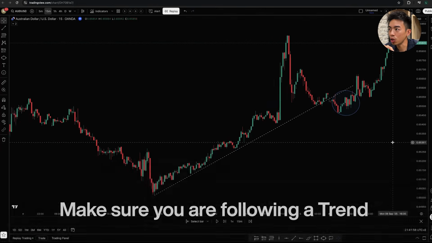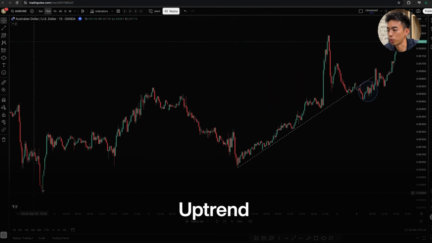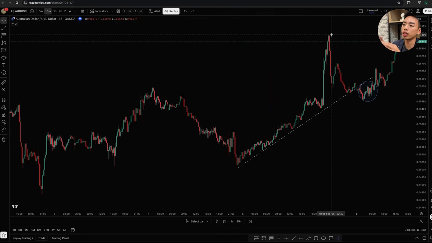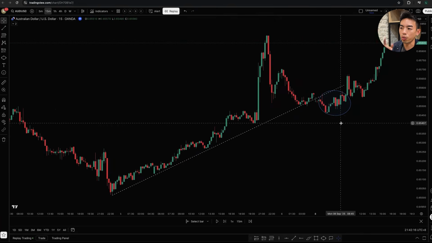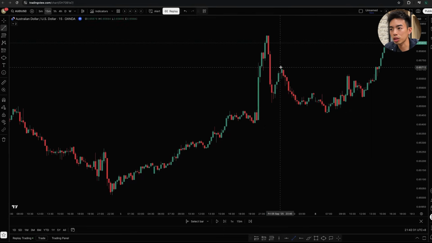Because if we really look at what's going on in Aussie US dollar here, we are in an uptrend. It's very clear that, from the lowest point, which we are looking at right here, to the highest point right there, just looking at this in a bird's eye view, we know overall price is going up. In this case, you always want to make sure that when you're looking for a trend line breakout retest trade, you don't reverse a big trend. The trend you want to reverse instead is the small little pullback right here, right?